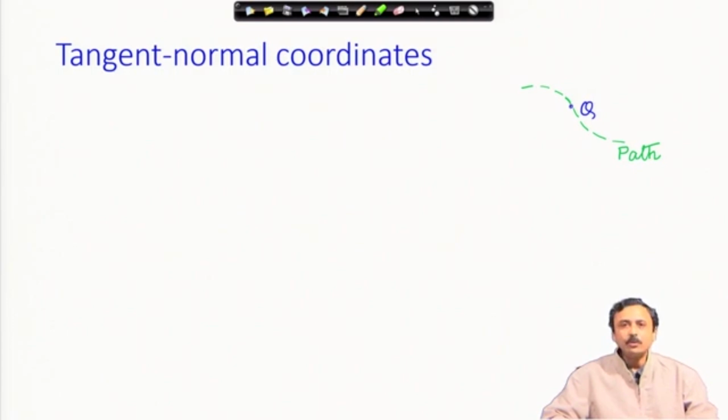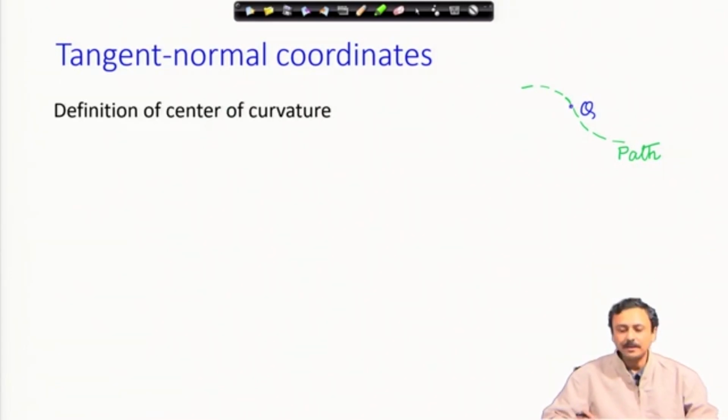Now, tangent normal coordinates, the name itself suggests that there must be something like a tangent vector and a normal vector. Suppose there is a path as I have shown here, and a particle Q is travelling on this path, and this path is in a plane. Now, I can define the center of curvature of this path at any point. How do I define center of curvature?